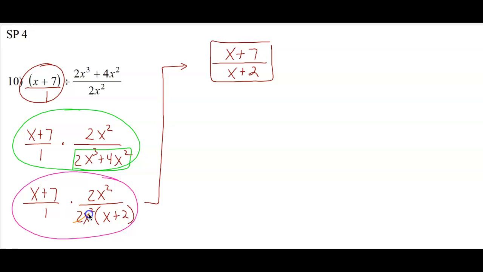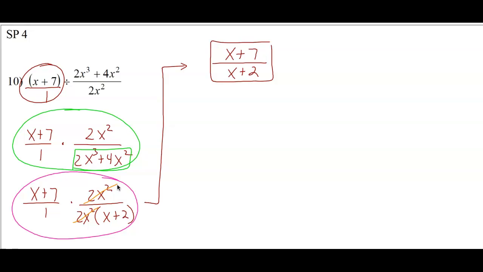Finally, we can reduce these 2 monomials out completely, which leaves us in the numerator with only having an x plus 7, and in the denominator an x plus 2. The 1 doesn't really do anything because you're multiplying by 1, and so there's our final answer for that.